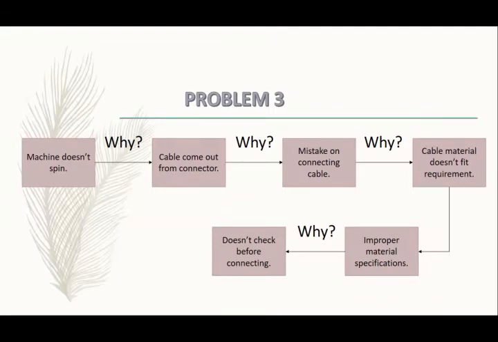Problem 3 is machine doesn't spin. The first why is because cable come out from connector, and the second why is mistake on connecting cable. Sometimes when a technician makes a mistake on connecting cable, it will be one of the causes of the failure. And then the third why is cable material doesn't fit requirement.